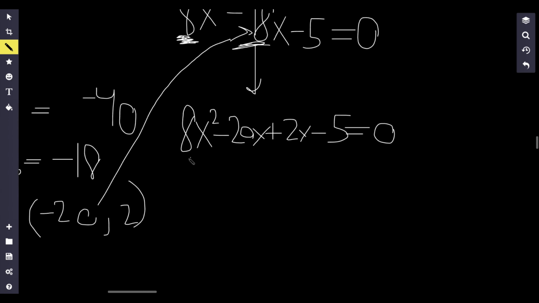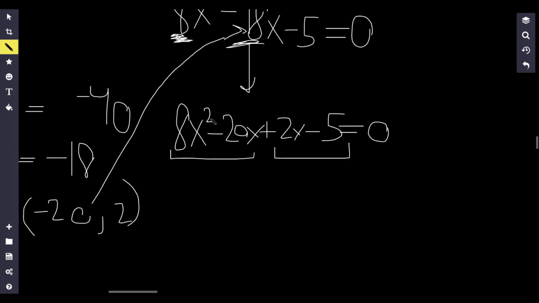Now, we can factor by grouping. All right, so this method is called factoring by grouping. We're going to group the 8x squared and this negative 20x together, and this 2x minus 5 together. What can we factor out from 8x squared and negative 20x? Well, we can factor out a 4x, right? 4x times 2x gives me 8x squared, and 4x times negative 5 gives me negative 20x.